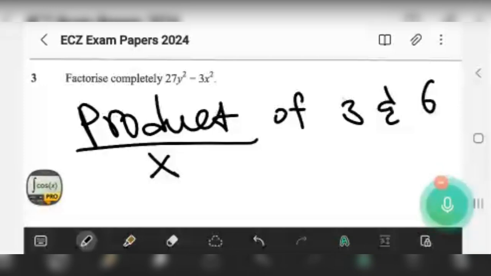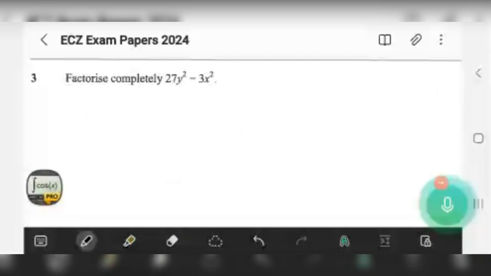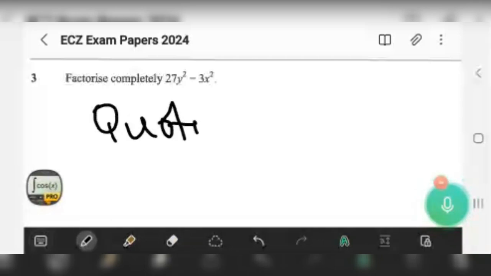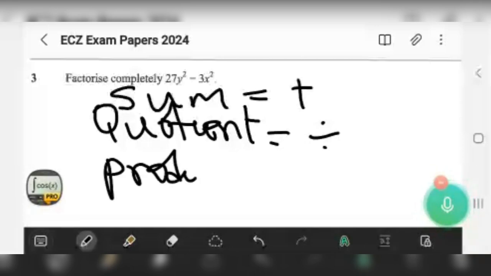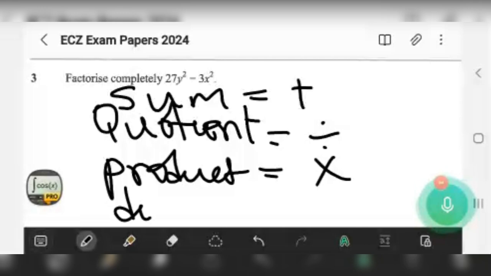Okay, multiplication. What if they tell us to find the quotient? There's also what we call the quotient. Quotient is division. Okay, have you gotten the idea? So now, let me just list them. Sum is addition. Quotient is division. Product is what? Multiplication.